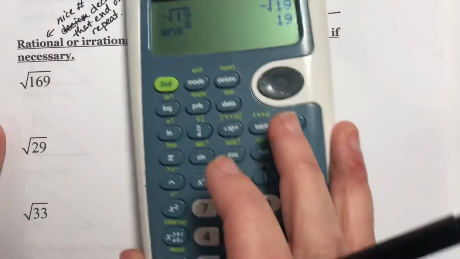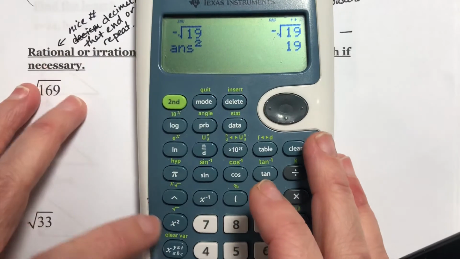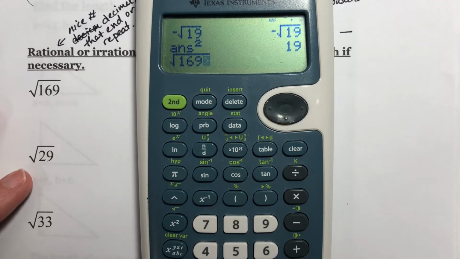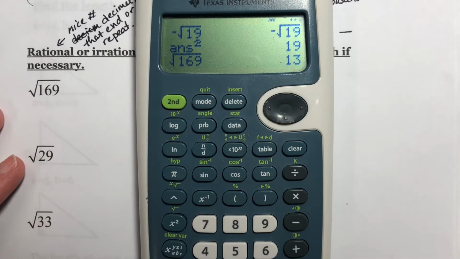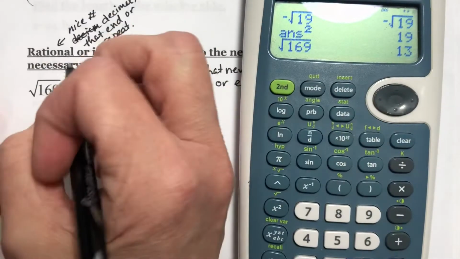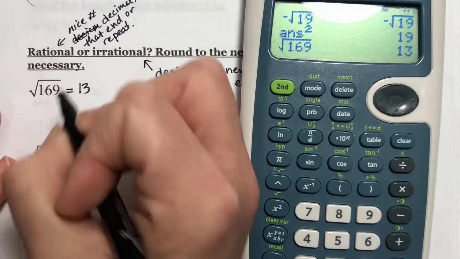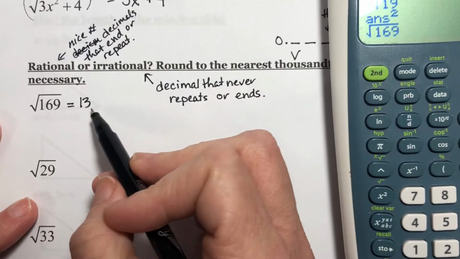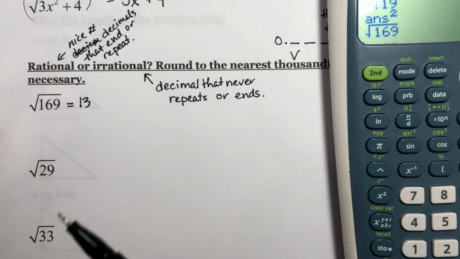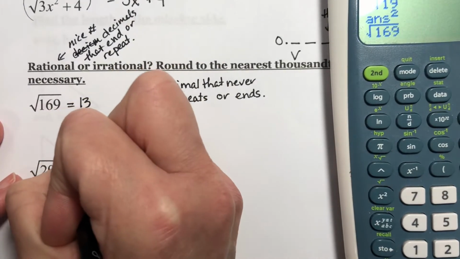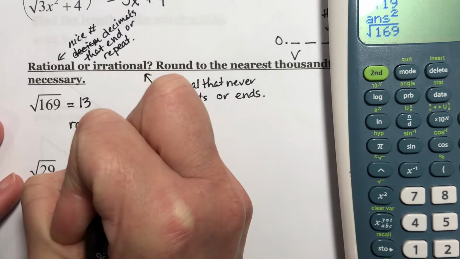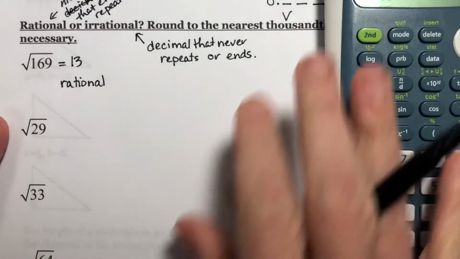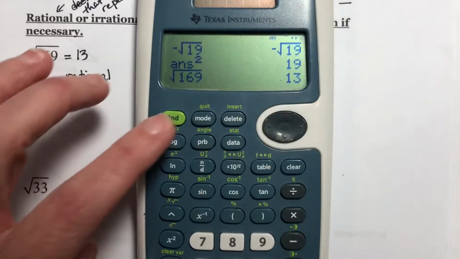All right, so I want to find the square root of 169. So I'm going to enter it in my calculator. And if it gives me a nice answer, it's going to be rational. And it gives me 13. So this is exactly equal to 13, which is a decimal that ends or repeats. All I'd have to do is to put 0.0 there, and it's the same value and it ends. So this is a rational number. Okay. All right, now let's check out the square root of 29.